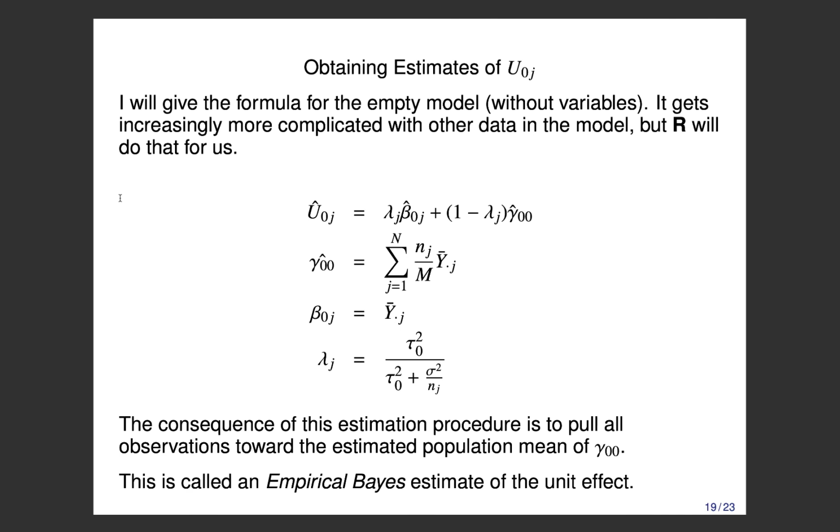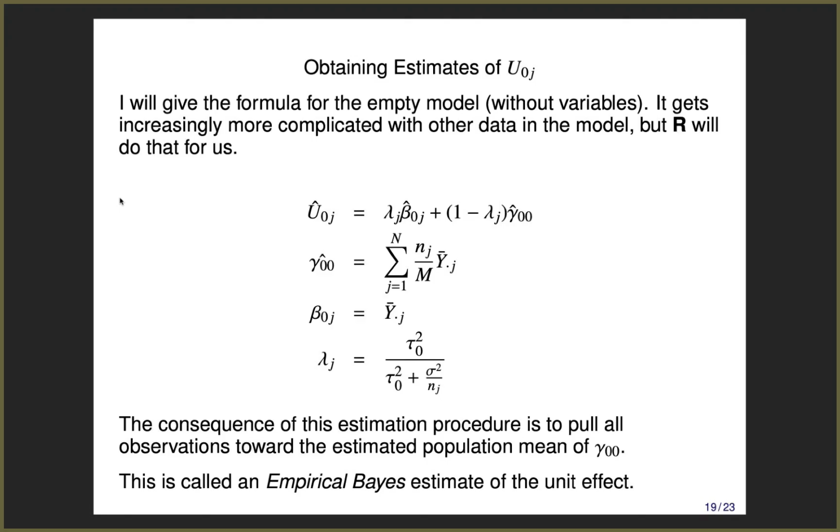So what if we wanted to actually look at these random effect terms, these U0Js? How would we actually get them? Well, luckily R does this for us. But there's actually some interesting stuff in at least a simplified version of how these are calculated. So these are calculated for a model with no independent variables, but the general idea is pretty much the same. So there are two components of these.